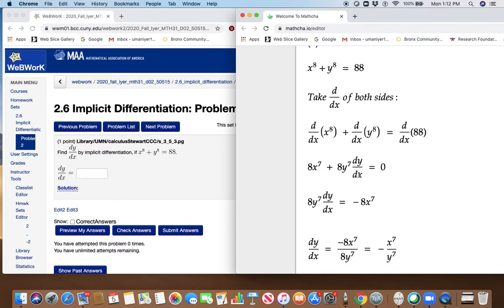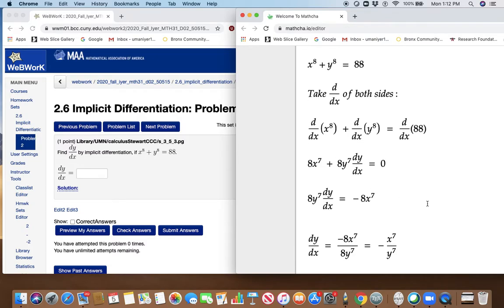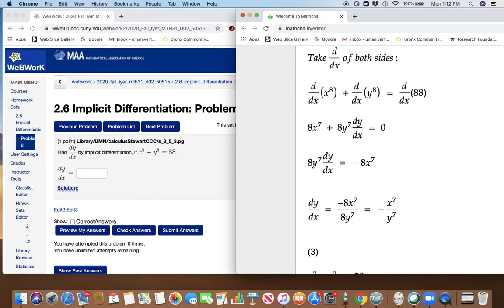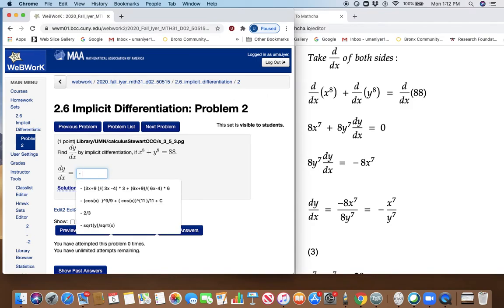So now you want to solve for dy/dx, so move this guy over there. Negative 8x to the 7th, divide by 8y to the 7th, and you get overall negative x to the 7th over y to the 7th. Now it's safer to be careful, so place parentheses for the numerator and denominator separately. There's a negative overall.